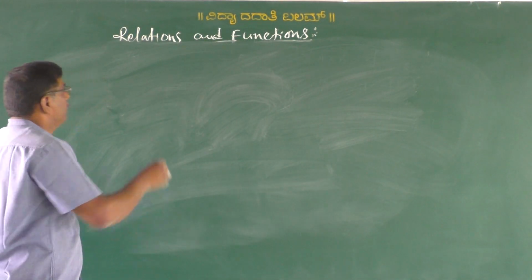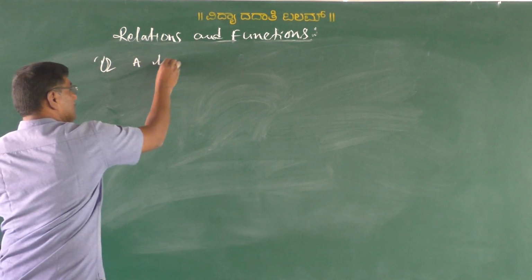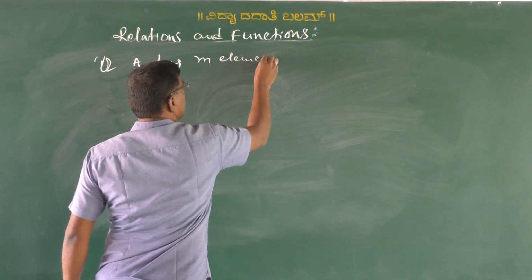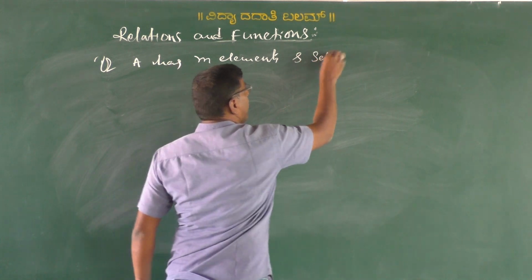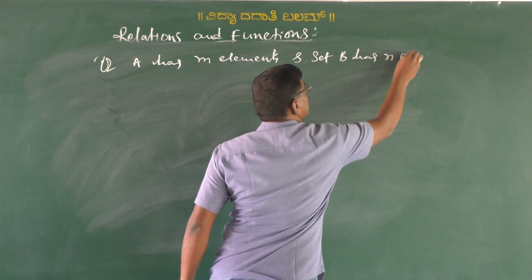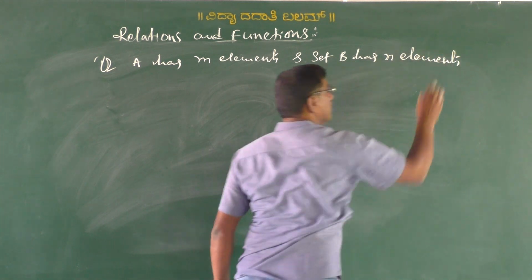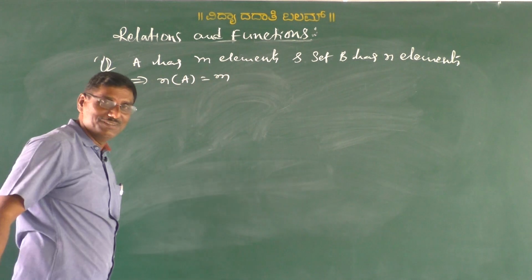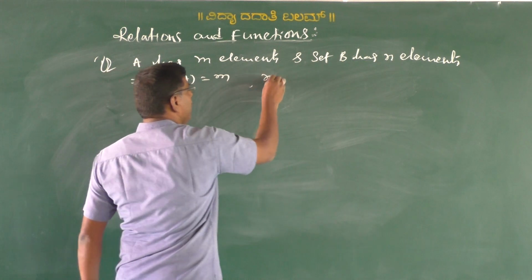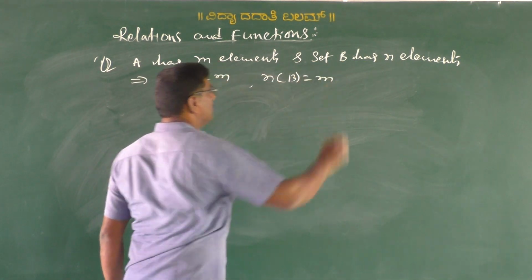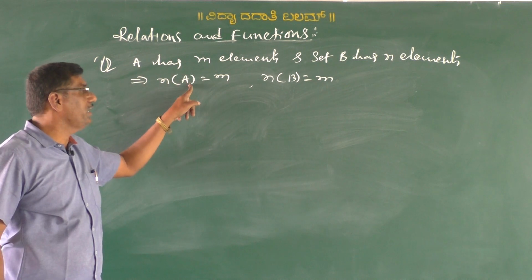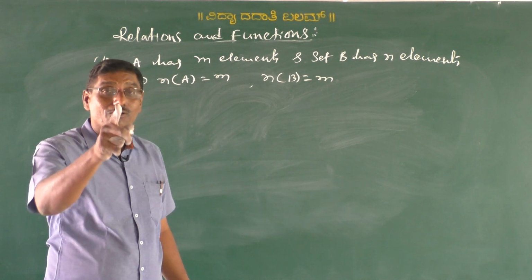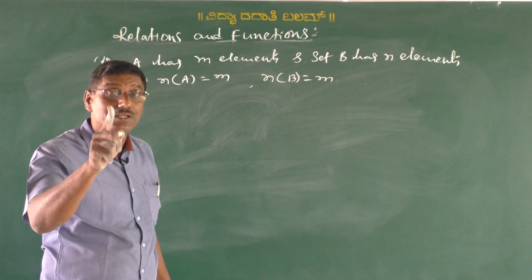My dear students, if set A has m elements and set B has n elements, that is, we can write n of A is equal to m elements, already we know. n of B is equal to n elements. This means the number of elements of set A, and the number of elements of set B, what we call the cardinality number of a set.